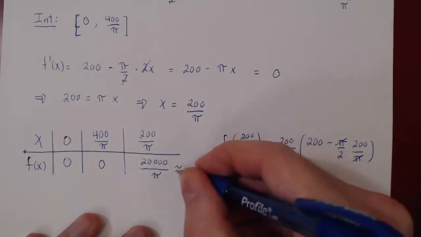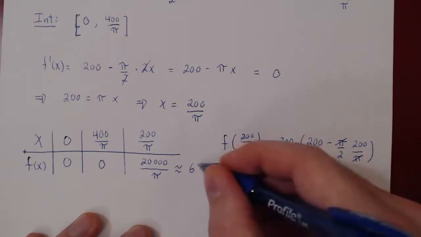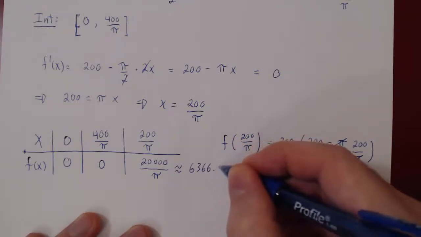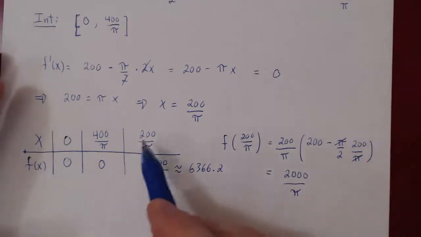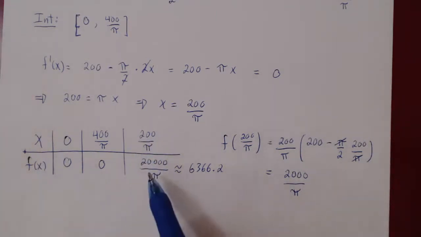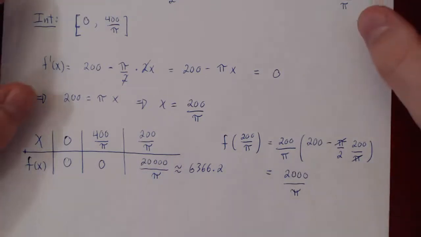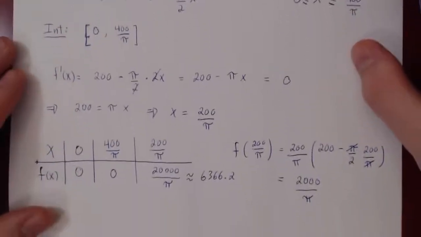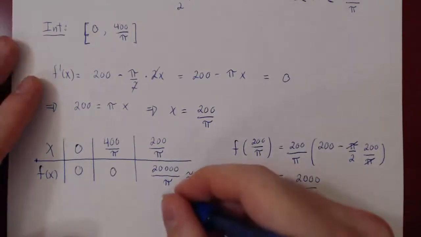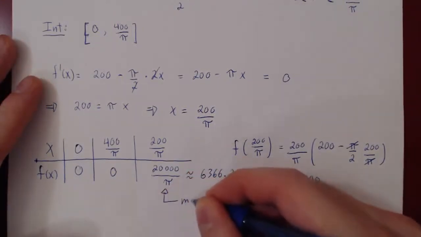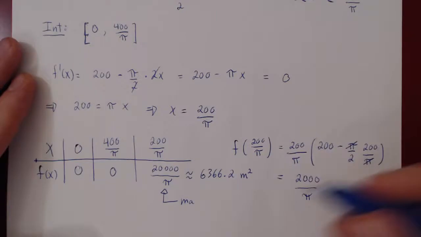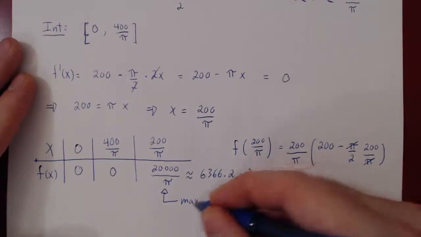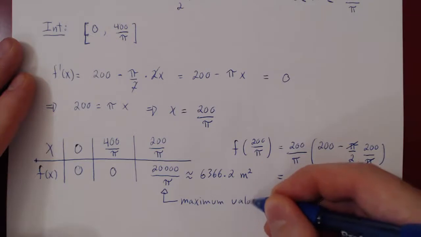You'll have approximately 6,366 point roughly. And now we're almost done. So we have found the value of x where the area of the rectangular field is as large as possible. But if you remember, the problem was, so let me just write this down. This is clearly the maximum possible area. And since we were measuring in meters, this would be in meters squared.